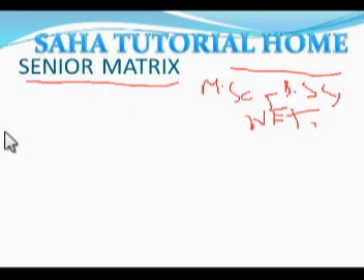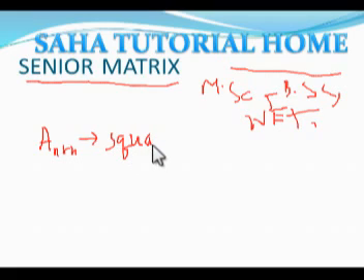So now first take a square matrix A, which is a square matrix of order n by n. Its rows are n and its columns are n. So this is a square matrix: same rows, same columns, and the number of rows is n and the number of columns is n. Now we know the properties of a square matrix.